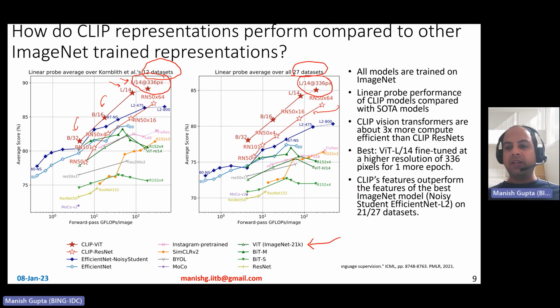One of those vision transformer CLIP models has been fine-tuned at a high resolution of 336 pixels and then trained for one more epoch. CLIP's features actually outperform the features of the best ImageNet models. As you see, the brown curve here with the stars is always the skyline curve. It outperforms the features of the best ImageNet model, which is the Noisy Student, on 21 out of 27 datasets. Here the 27-dataset average is shown, but if you look at each of those datasets, on 21 of them CLIP's features are better.